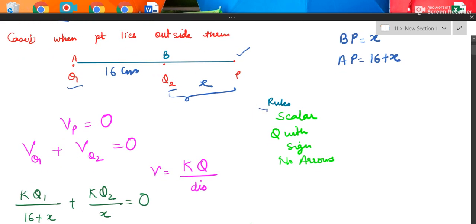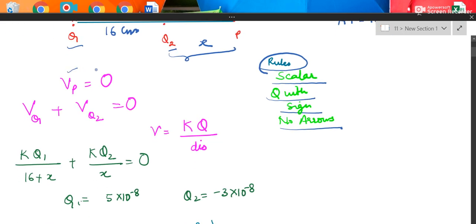Now, certain rules that you should keep in mind: potential is a scalar quantity, so don't talk of arrows, and charge is to be taken with sign. So net potential at P is 0, because they have asked us to find out where the potential is 0. So who is exerting potential at P? Charge 1 and charge 2. Two charges are mentioned. They both are exerting potential at P. So the second line is also ready.